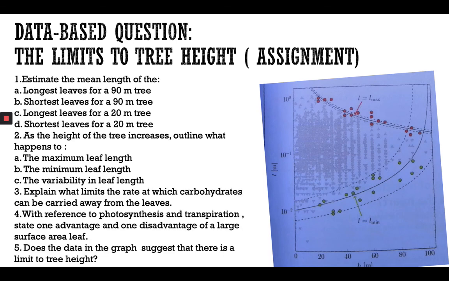You're going to estimate the mean length, then as the height of the tree increases, outline what happens and explain what limits the rate at which carbohydrates can be carried away from the leaves. So these are the questions you're going to answer, and this is going to be your assignment.